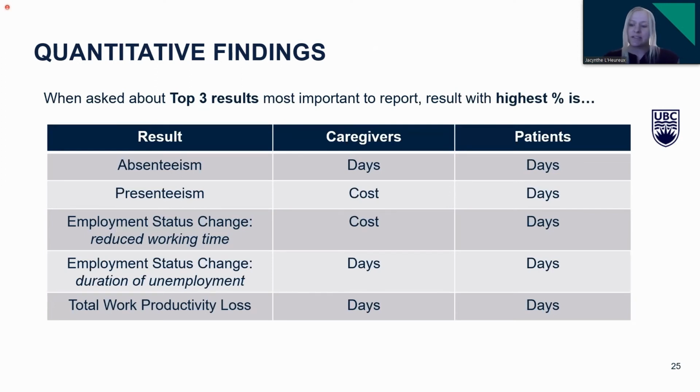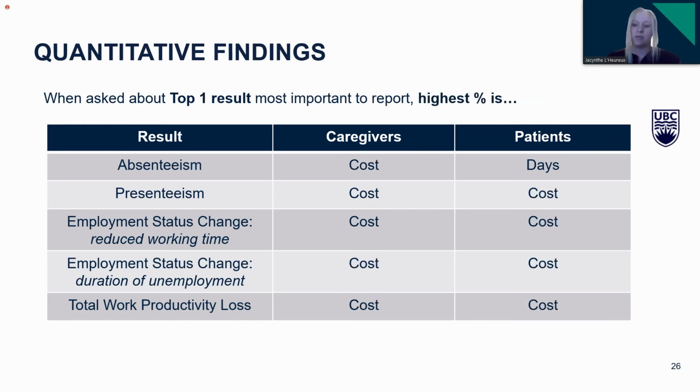The result selected in the highest percentage by our respondents is shown here and alternates between days and cost. These results were chosen by 65 to 81% of all respondents. When asked about the result most important to report, for most outcomes, cost obtained the highest percentage. When cost was first, days came in second place for all outcomes.